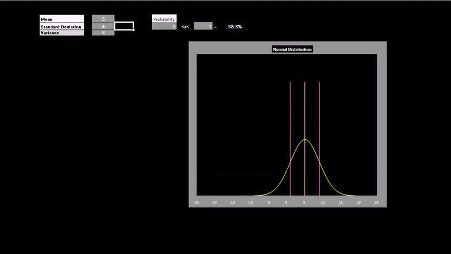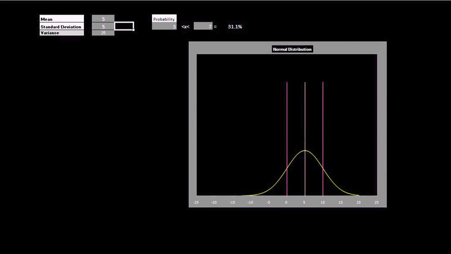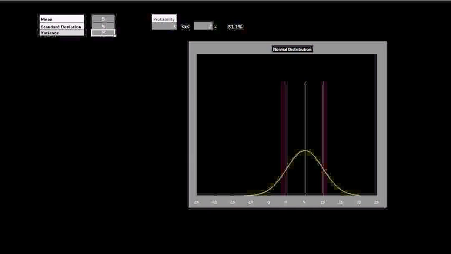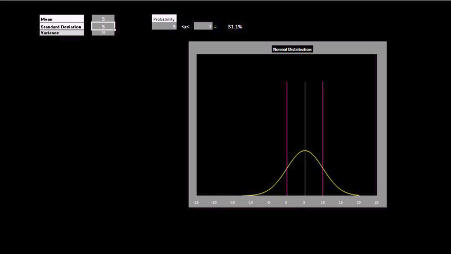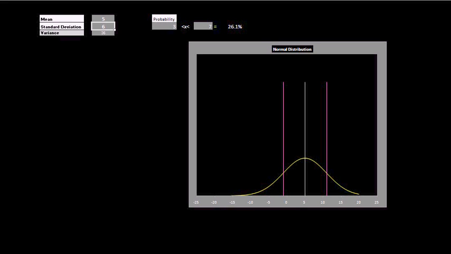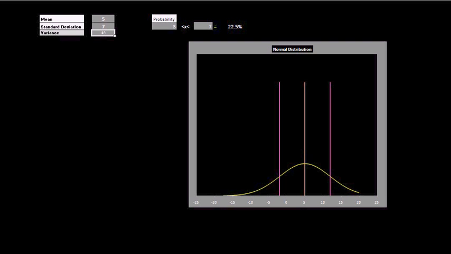If you make it 4, it goes even more wide. If you make it 5, remember, every time you're making the standard deviation, the variance, which is actually the parameter of the normal distribution, is getting squared. It gets even wider. If you make it 6, even wider. If you make it 7, you can see the effect that is happening.